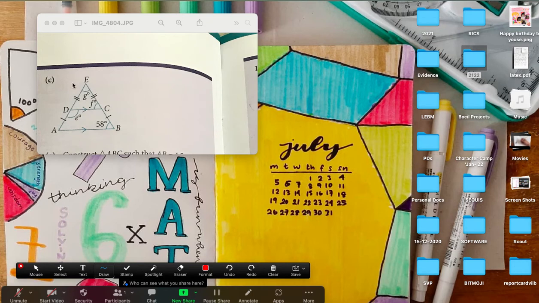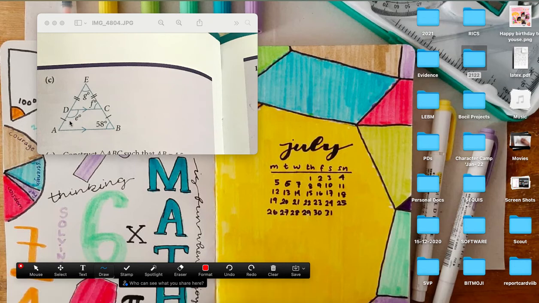Next, number 5, part C. We are to find the value of E, F, and G. Always look for corresponding angles to 58 degrees because we're having two parallel lines with one transversal. So here, this angle, which is 58, corresponds to this value F. So then F degrees equals 58 degrees.